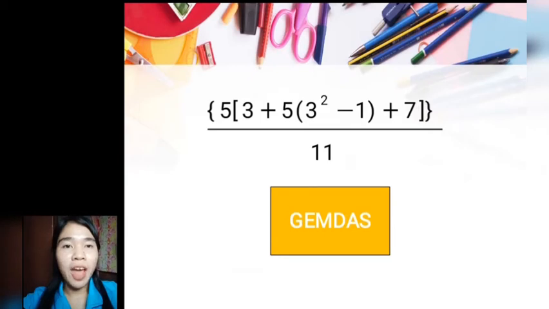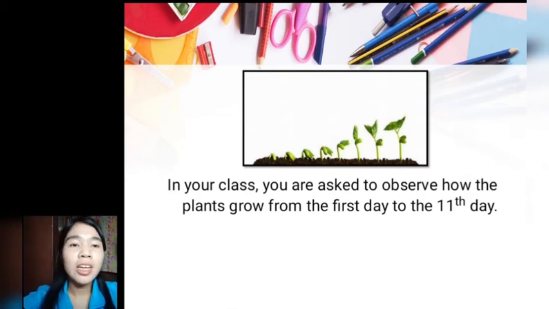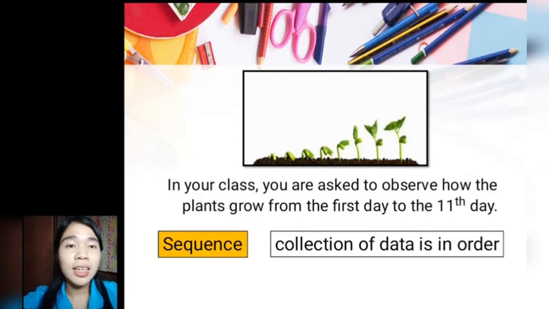So let's have another situation. In your class, you are asked to observe how the plants grow from the first day to the 11th day. As you jot down your observations, you are actually listing in a sequence, which means that the collection of data is in order, so that it has the first day, second day, third day, and so on. So we can say that a sequence is a collection of data in order.